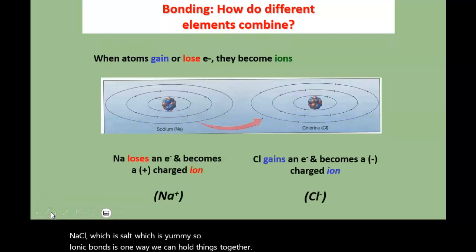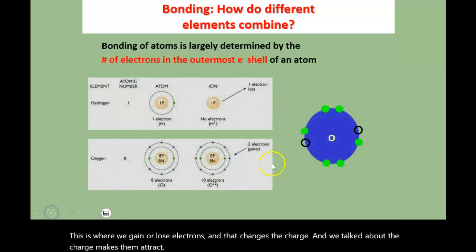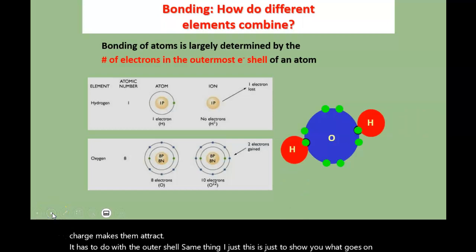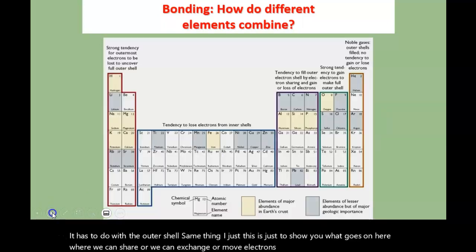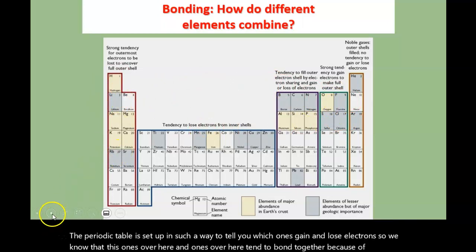This is where we gain or lose electrons, and that changes the charge, and we talked about how the charge makes them attract. It has to do with the outer shell. This is just to show you what goes on here, where we can share or exchange or move electrons around to change charges. The periodic table is set up in such a way to tell you which ones gain and lose electrons, so we know that the ones over here and the ones over here tend to bond together because of the electrical charges.